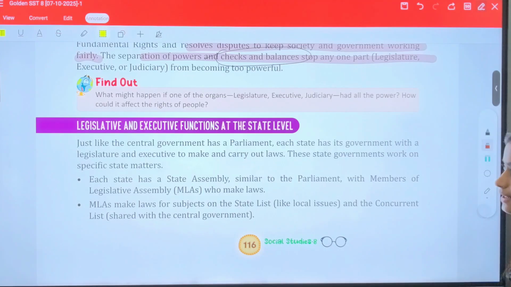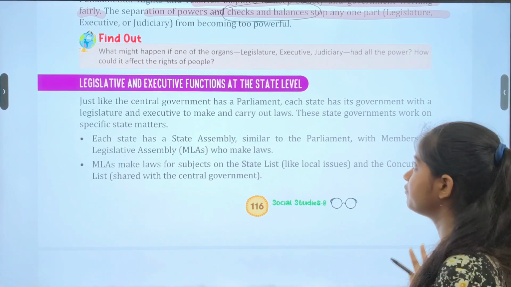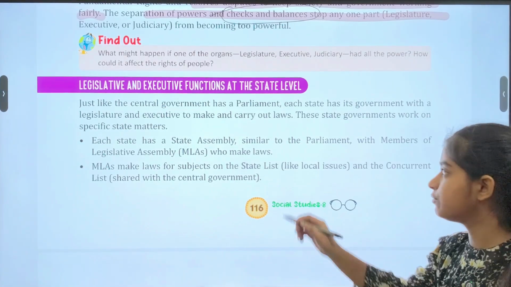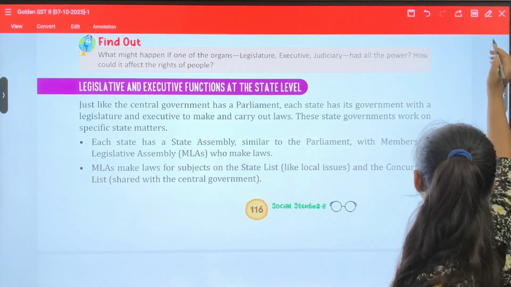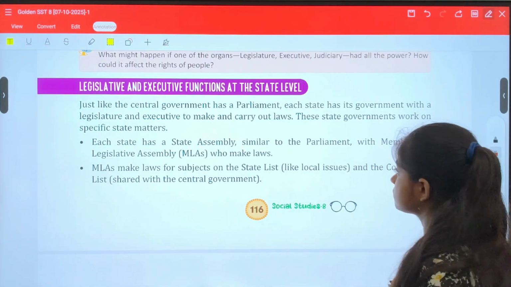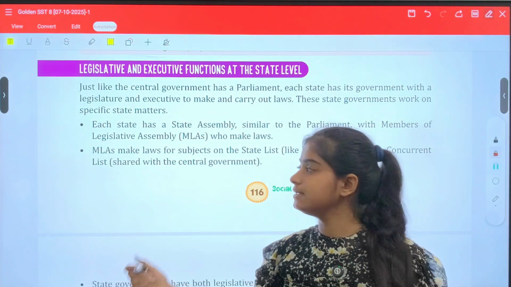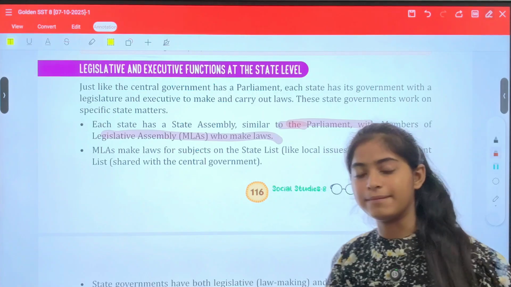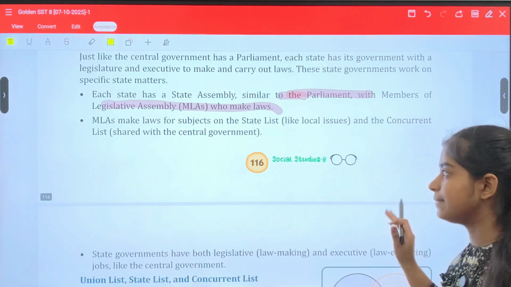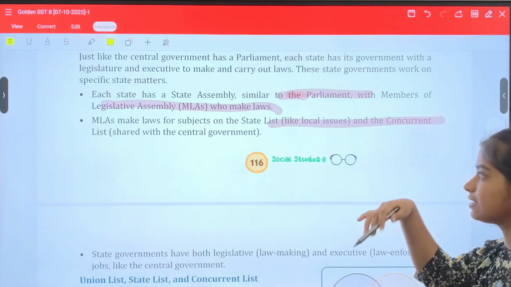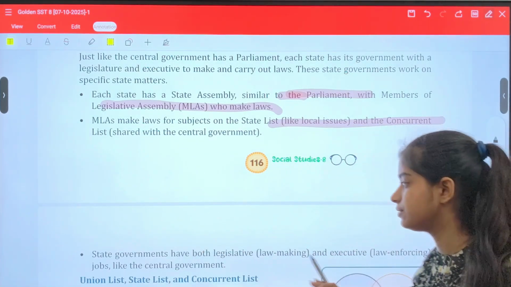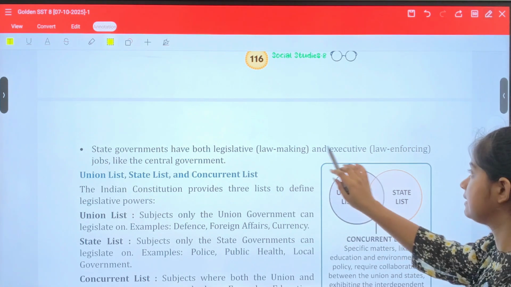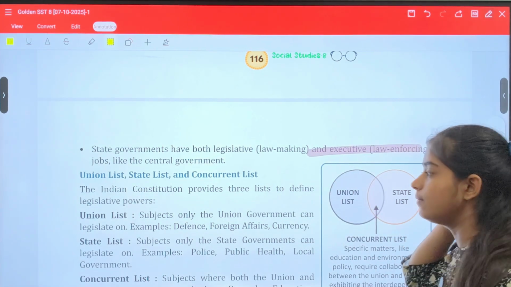Legislative and executive functions at the state level. So just like the central government has a parliament, the state has its government with legislative and executive to make and carry out laws. Similar to the central government, this works in a similar way. Okay, so first of all, each state has a state assembly, similar to the parliament, with members of the legislative assembly like MLAs who actually make the laws. Okay, MLAs make laws for subjects on the state list with local issues and the concurrent list which is shared with the central government. State governments both have legislative and executive jobs like the central government.